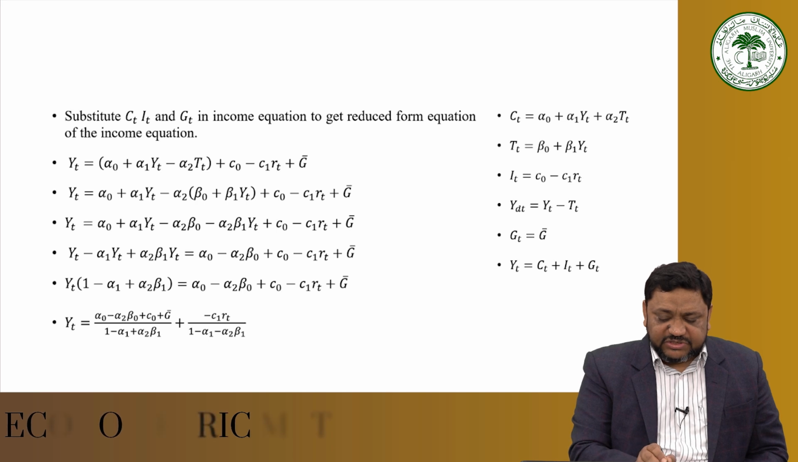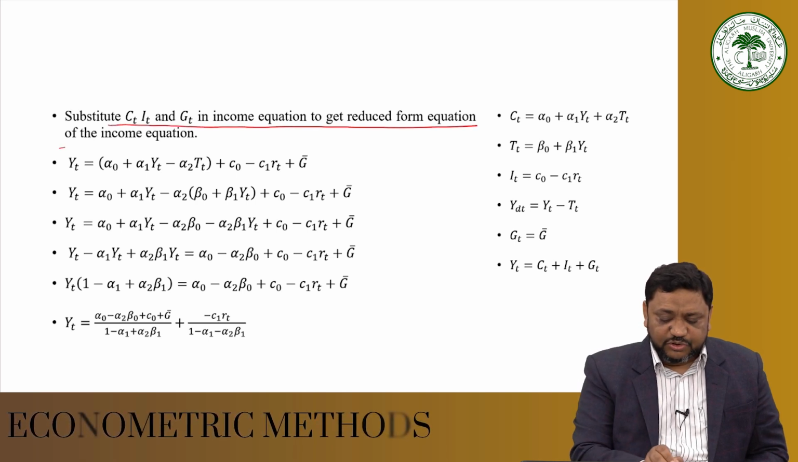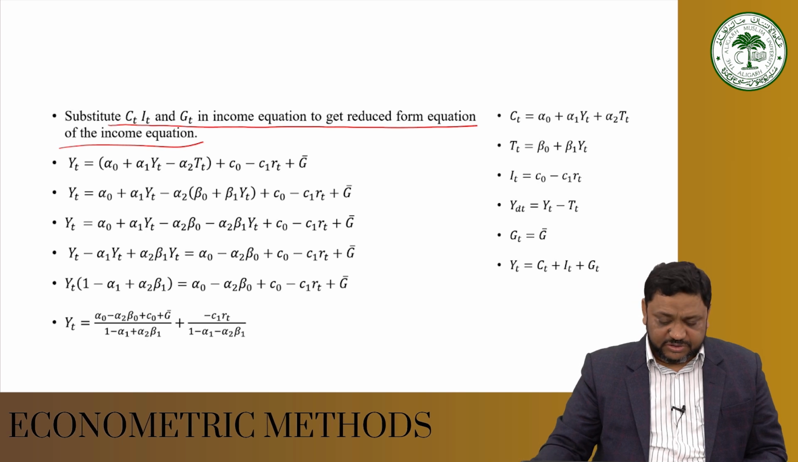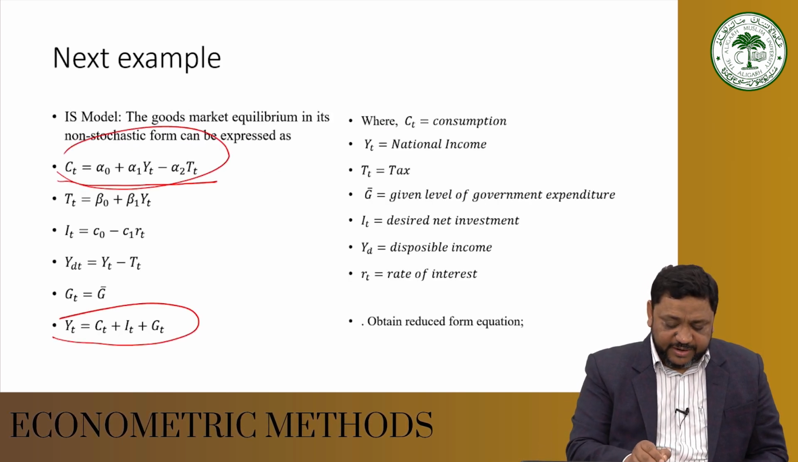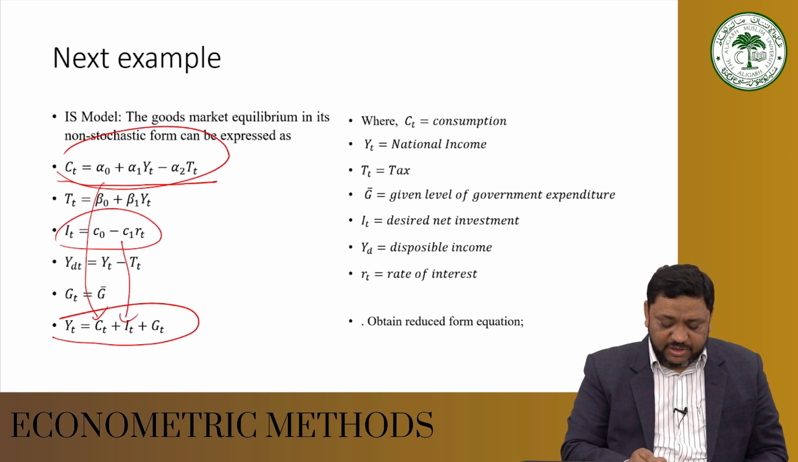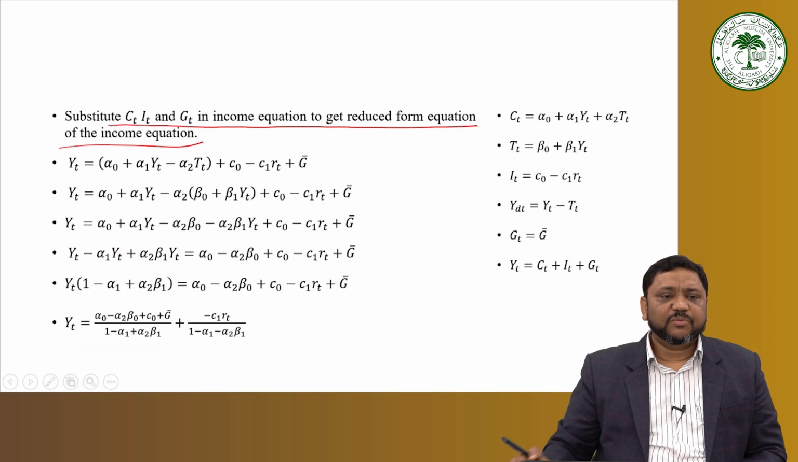So first thing is we substitute Ct, It, Gt in the income equation to get the reduced form of the equation. This is the first thing. You incorporate this, then you incorporate this, then you incorporate this. All these things are incorporated into the model.